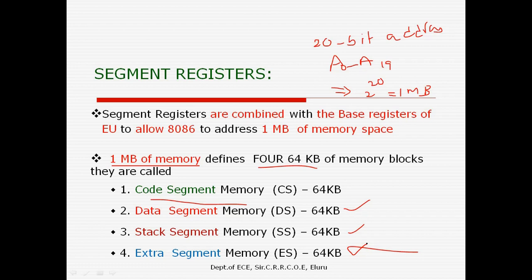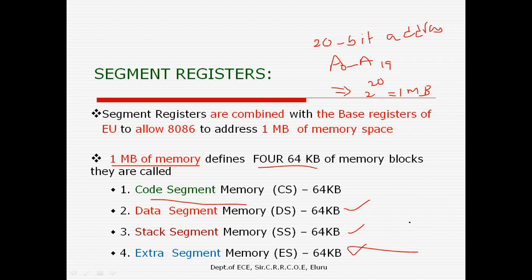So within the 1 MB of the memory space, 4 blocks of 64 kilobytes of memory are defined, and those memory block names are the same as the segment registers. The bus interfacing unit has 4 segment registers. They are named code segment, data segment, stack segment, and extra segment. So that is one point.